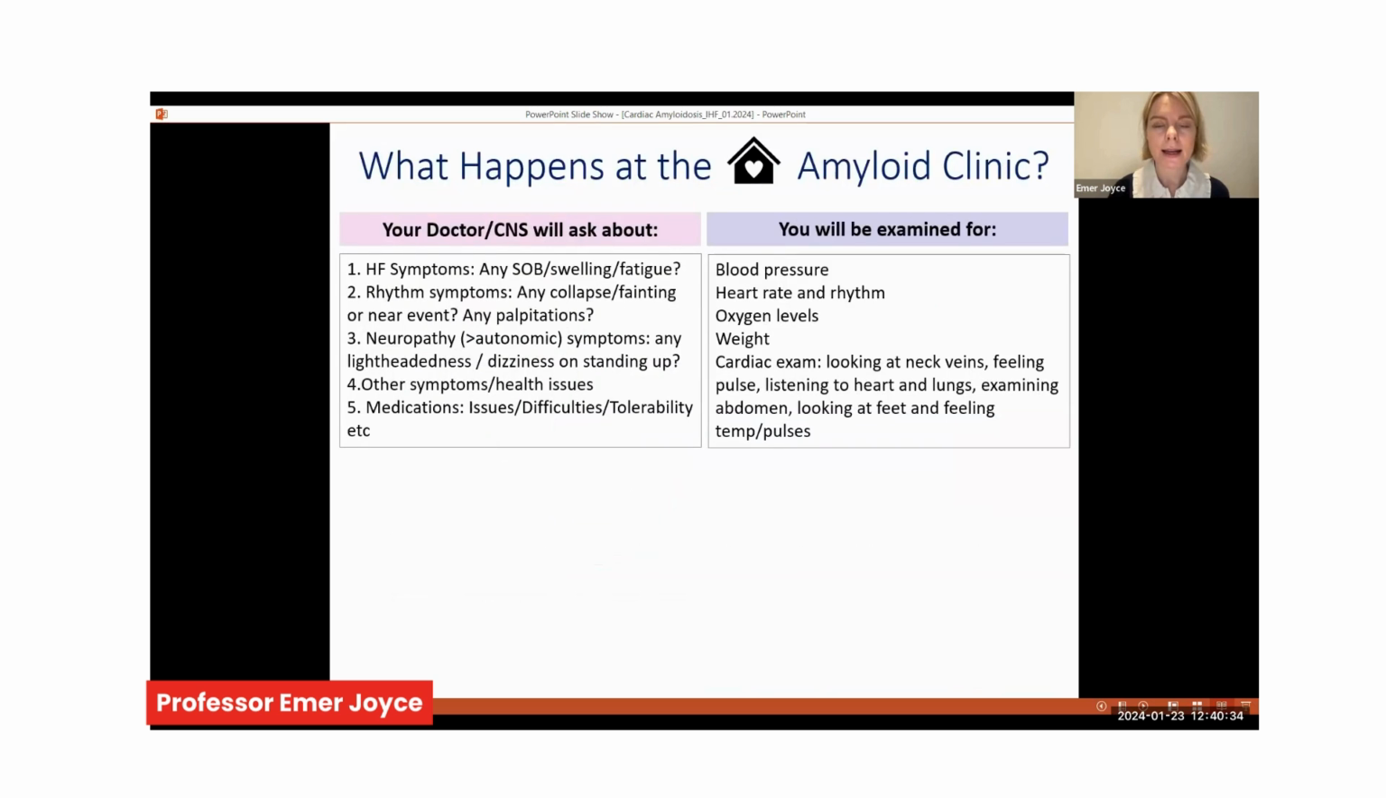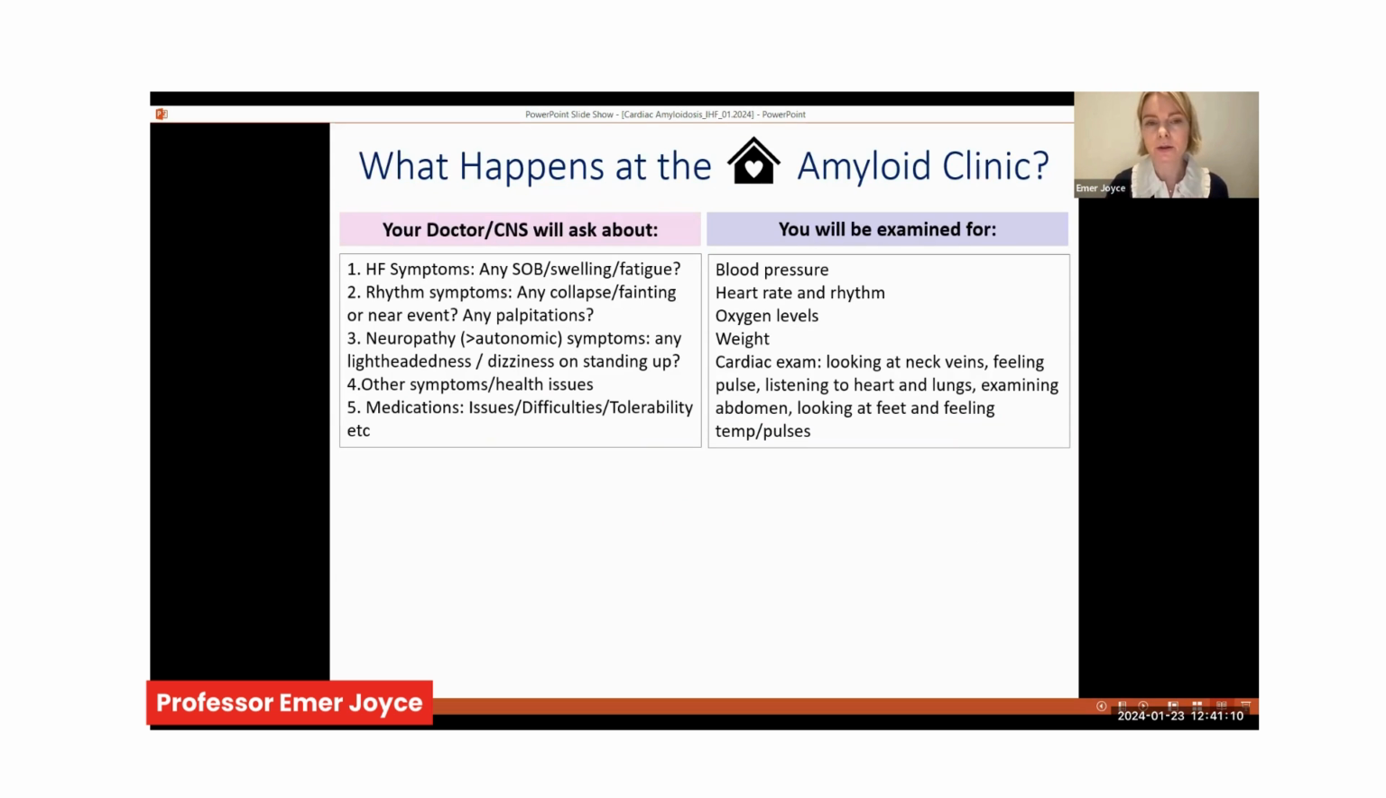So finally, what might happen at the amyloid clinic? We'll be asking about things like heart insufficiency symptoms. We'll be asking about collapse or fainting because of maybe risk of slow heart rate, palpitations, fast heart rate. We will be asking about neuropathy type symptoms. Have you numbness or tingling in the hands or feet? Or autonomic symptoms. That's more about the autonomic nervous system that controls bowel, bladder, erectile dysfunction. Early erectile dysfunction could be an initial sign. So we'll be asking about those, generally, obviously, other major health issues, and medications.